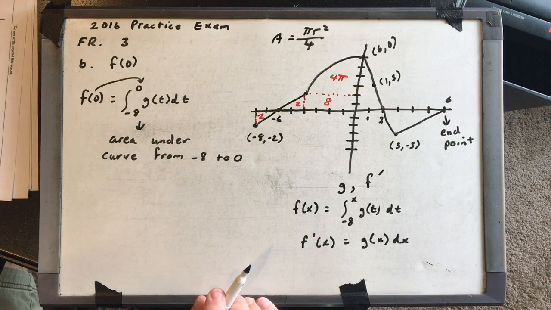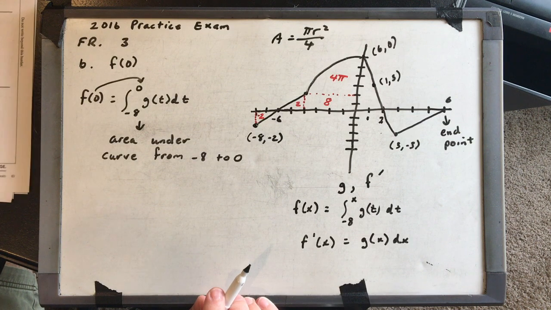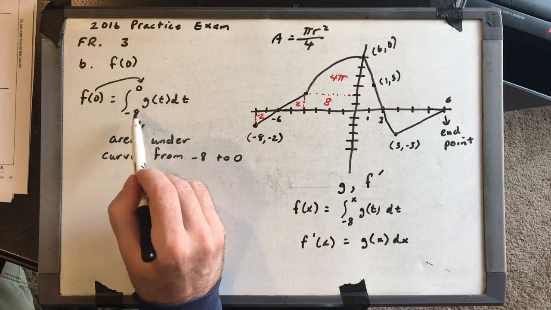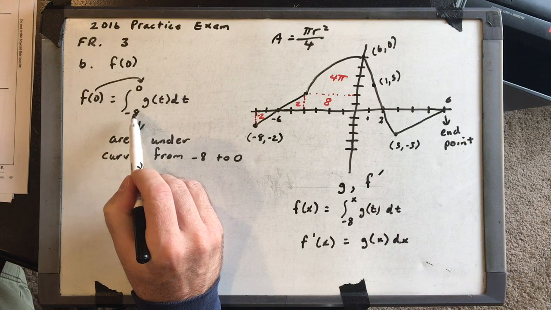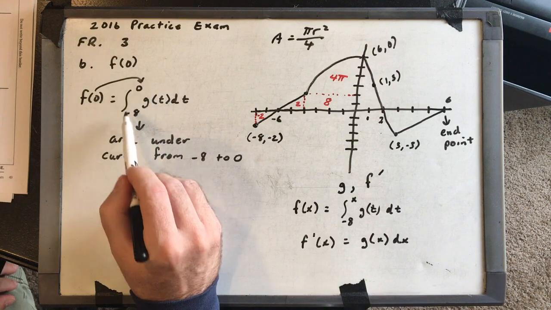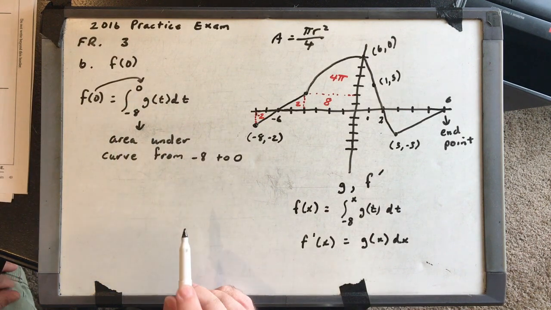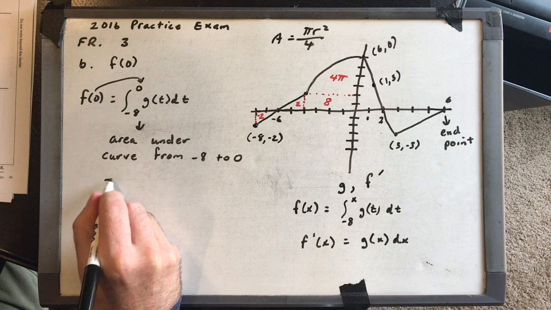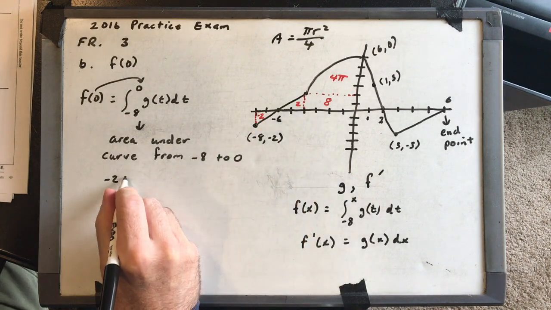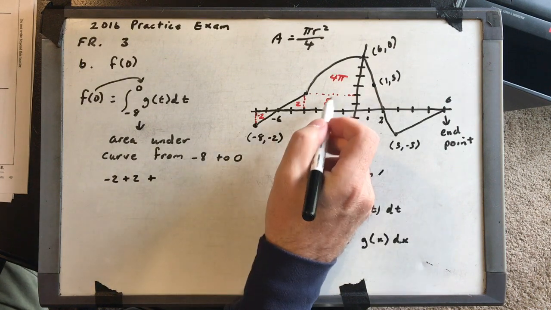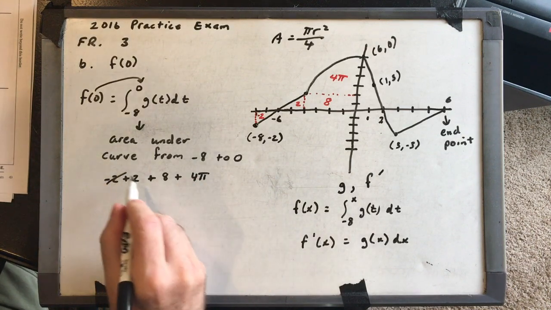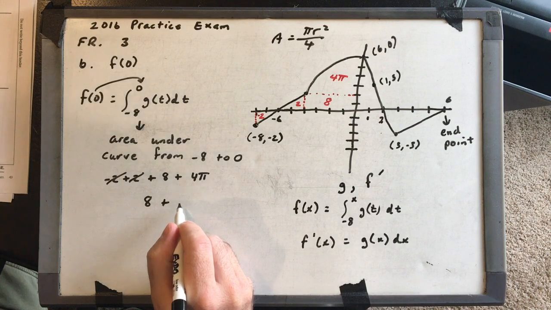Okay, so that makes it pretty easy because we don't have to flip these. This already goes from lesser to greater. So if it were opposite, if it was 0 to negative 8, we would have to flip it by making it negative out front. Okay, so the area under the curve from there, it's going to be negative 2, right, that triangle, plus 2, plus 8, plus 4 pi. So those two cancel and you get 8 plus 4 pi.